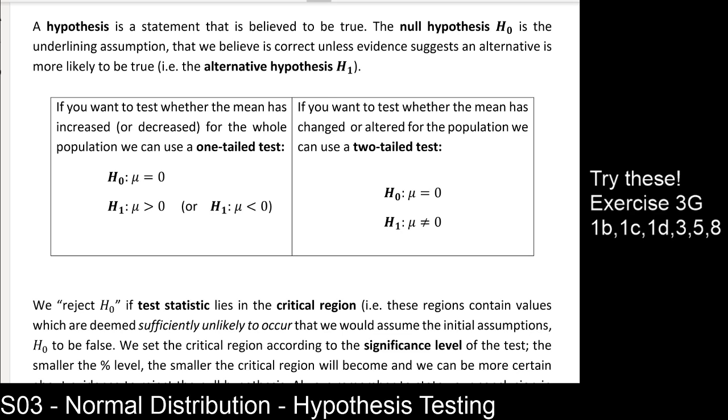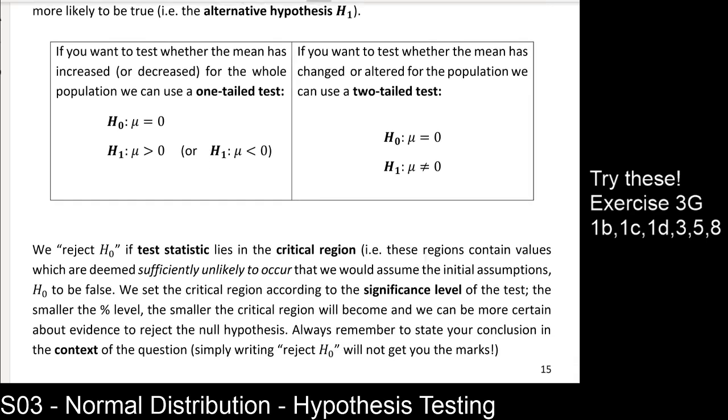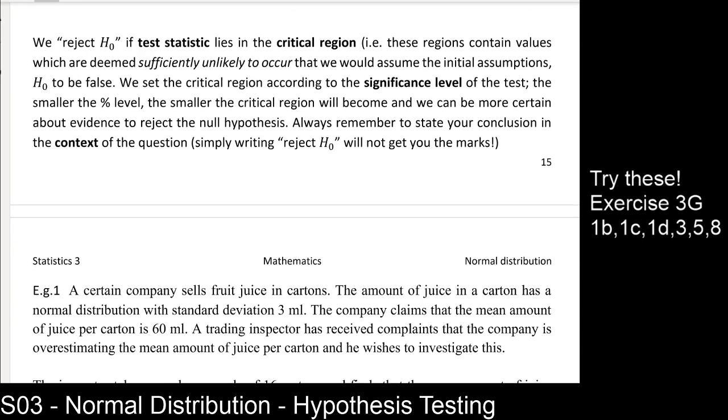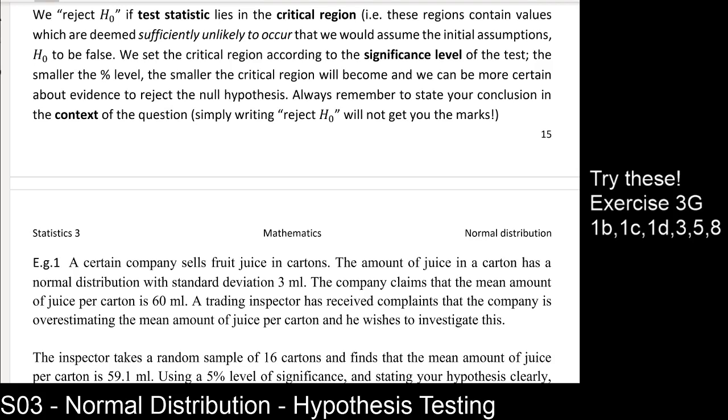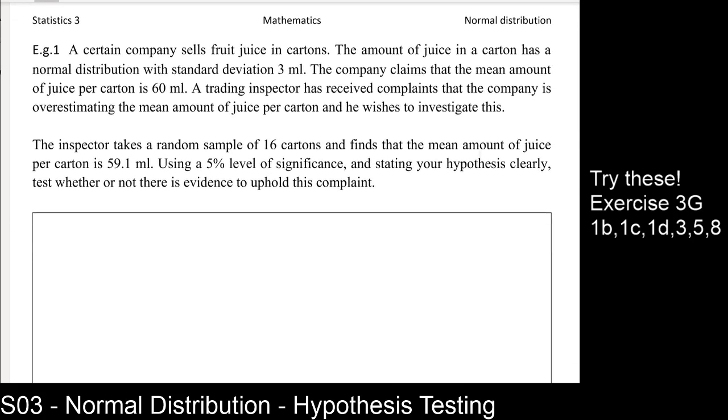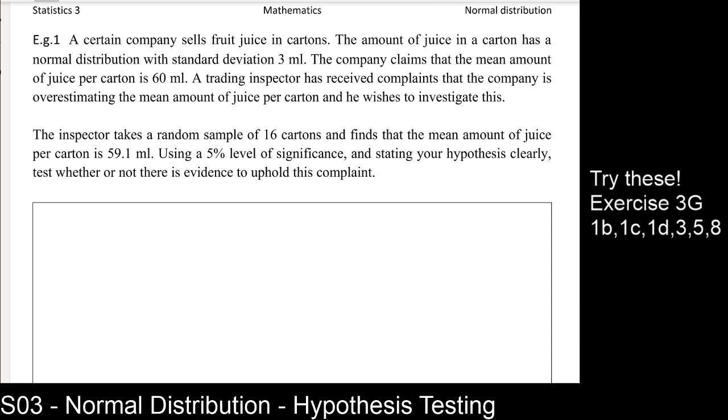Now, what we do is we reject H0 if our test statistic lies in the critical region. So it's so improbable that we have to reject the null hypothesis that the mean is what we believe to be true at the beginning, and actually it is something different. So what I'm going to do is go straight into an example, because there's a lot of explanation there, and I think it just makes sense if we go straight into the example and then go forward from there.